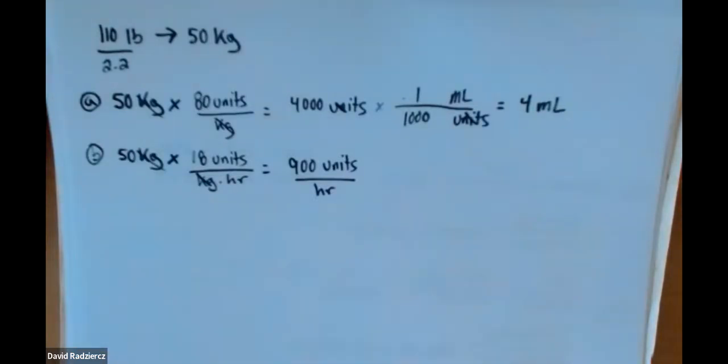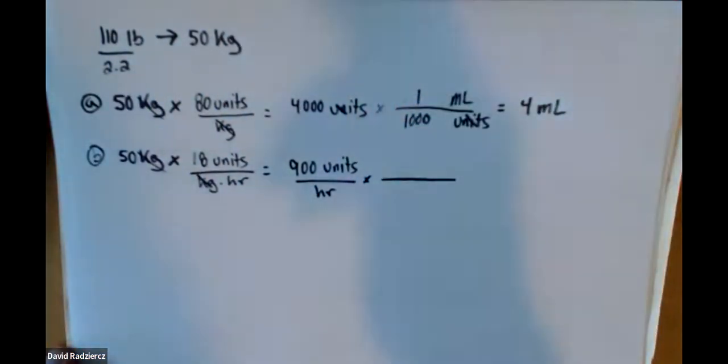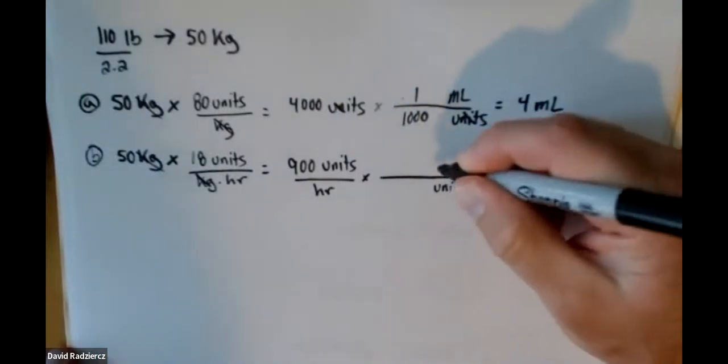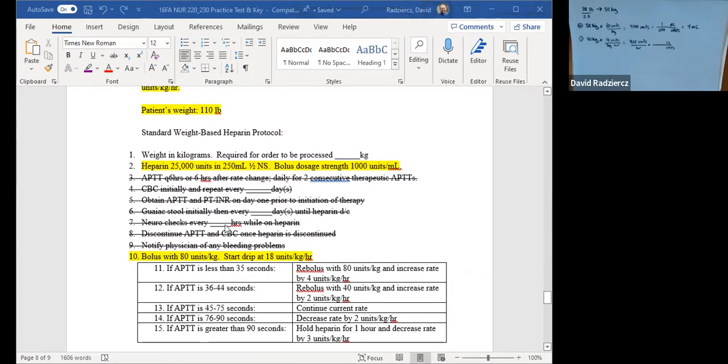Remember in question 22, it said going from units per hour to milliliters per hour for heparin. It's the same strategy. I need to get rid of units and I need to know milliliters, but I'm not just going to guess, and I'm not just going to use what they used in question 22. I'm going to use what it says in the heparin protocol. Going back to the heparin protocol, it tells me I have available heparin 25,000 units in 250 milliliters, half normal saline. So that's the information I'm going to use.